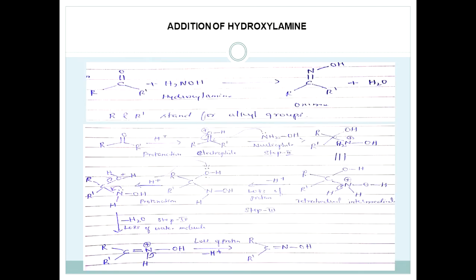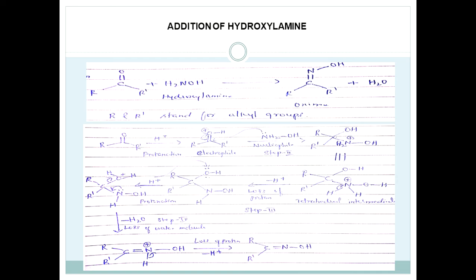So in this way, the formation of cyanohydrin takes place. Let us discuss the addition of hydroxylamine to aldehydes or ketones. Nucleophiles such as ammonia and its derivatives add to the carbonyl group of aldehydes and ketones.